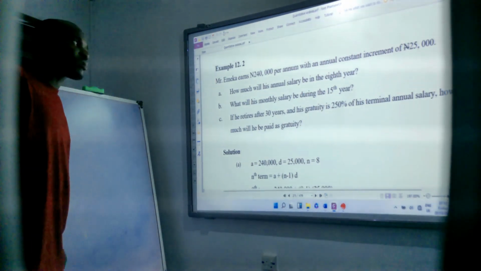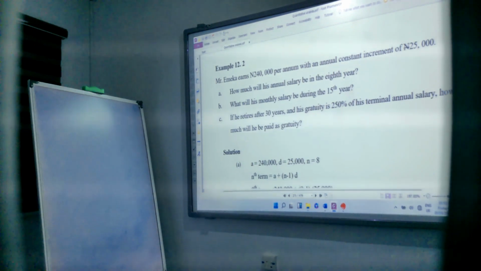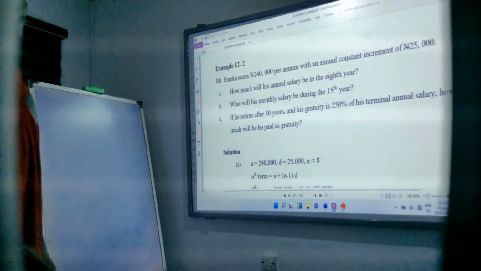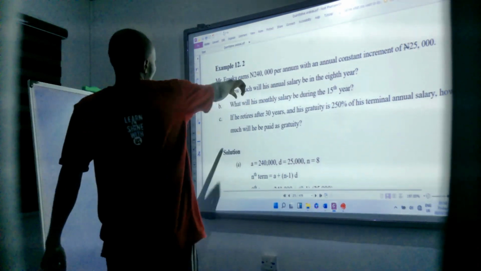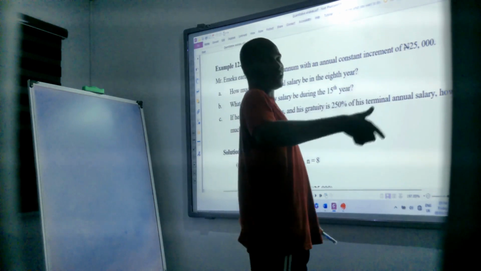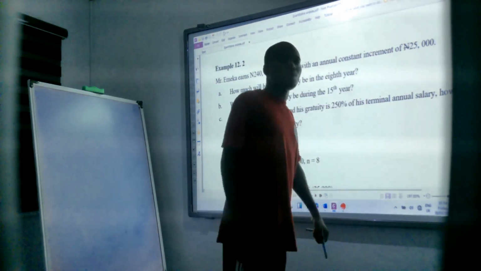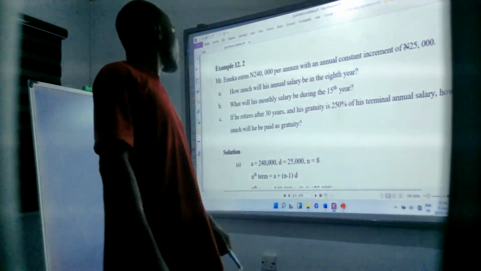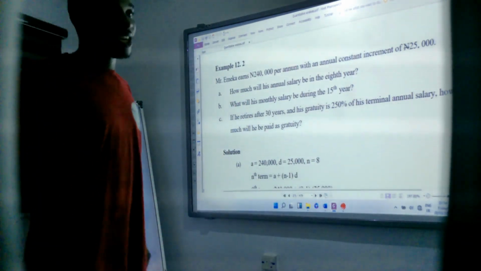So, the next information here is this. Mr. Emeka earned 240,000 per annum with an annual increment of 25,000. So that means the amount you earn is the first term. The increment is the common difference. This first amount he is earning will be our first term. And every year, annual increment, after every year it should be increasing by that amount. So that is our common difference.